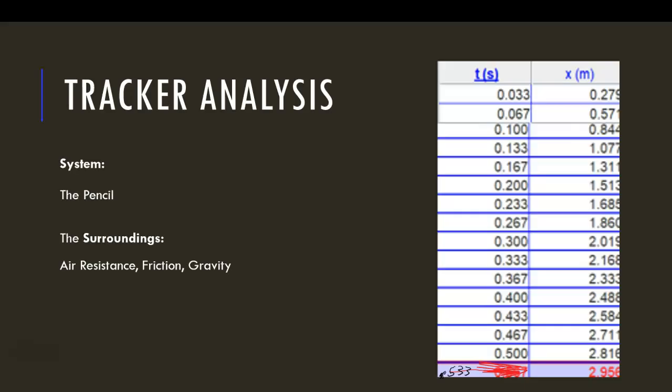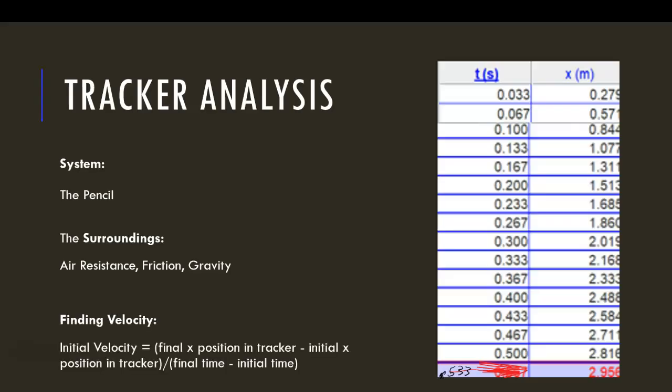So in this lab, the system was the pencil, which is basically the observed phenomena that we were looking at, and the surroundings are anything that is not observed as part of the system but interacts with the system. So that would be things such as air resistance, friction, and gravity.